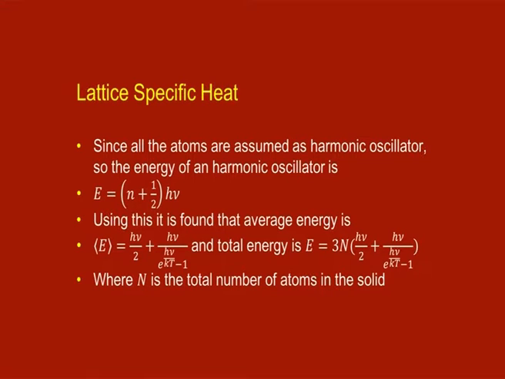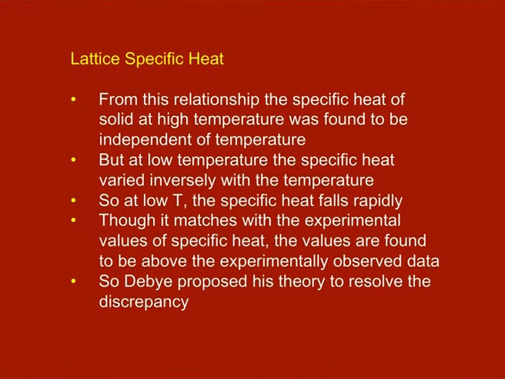As I said, the specific heat is the first derivative of the average energy with respect to temperature. By using this formula, Einstein found that the specific heat at high temperature is, as usual, independent of temperature, whereas at low temperature the specific heat was varying inversely with temperature. And when we match the theoretical data with the experimental value for specific heat, we found that the values are somewhat close, but still not exactly matching with the experimental value. That means there is still something missing in the theory.